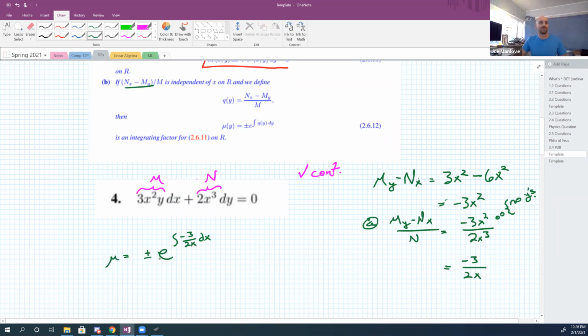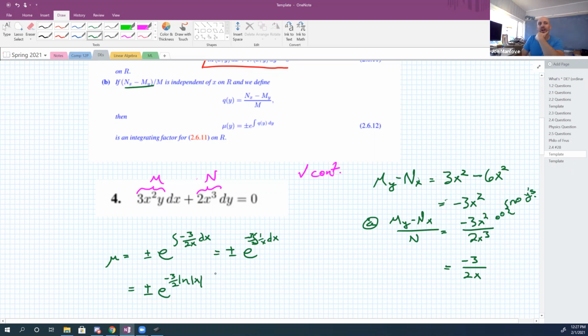Okay. So I need to actually integrate this thing. So that's going to be plus or minus e to the minus 3 halves times the integral of 1 over x dx. So I'm going to get plus or minus e raised to the minus 3 halves log absolute value of x. Pretty good with that?